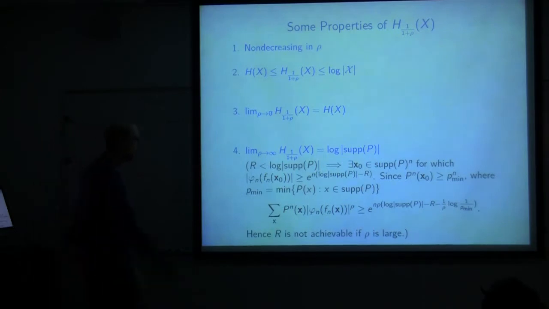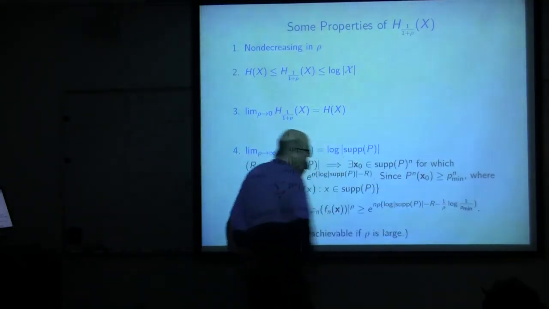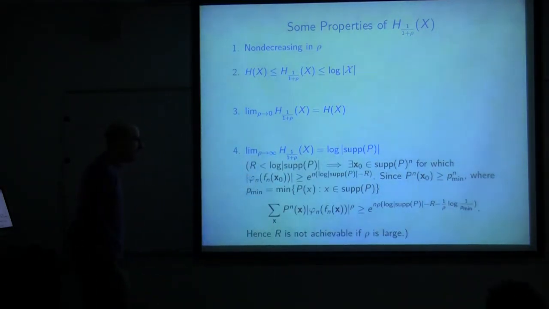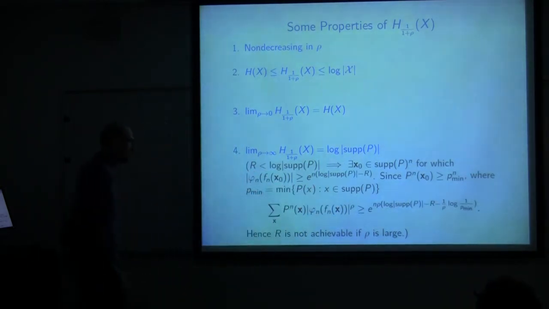And if you then write out what the list size is, this is what the moment is, or the growth moment. And when rho is very, very large, you won't be able to drive this to 1, unless your rate is smaller than this.